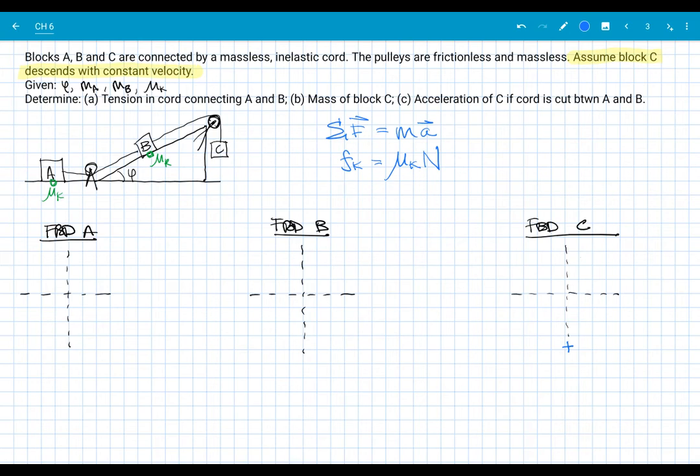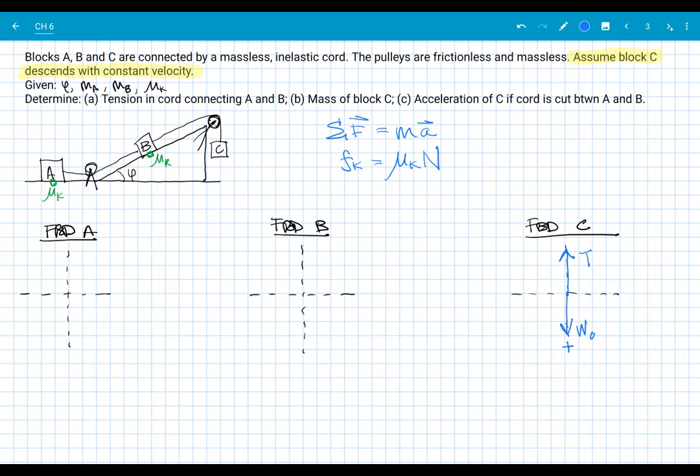So downward positive, and then the forces on C: I get my one invisible force, which is the weight of block C. And then the only thing that's touching block C is the cord it's attached to. So that's the tension there. All right, that's it. There's nothing else touching that block. So that free body diagram's done.